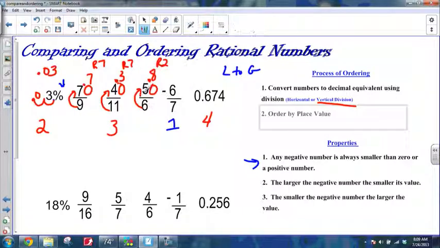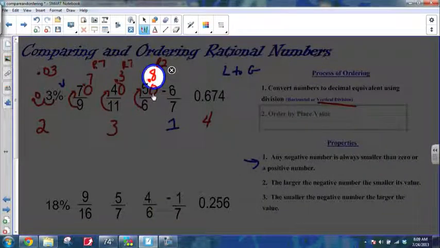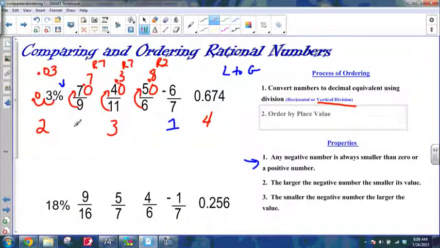And I'll continue on. Is it 7 tenths or 8 tenths? Well, 7 tenths will be next, and then the last will have to be the 8 tenths. So, I just ordered this from least to greatest.